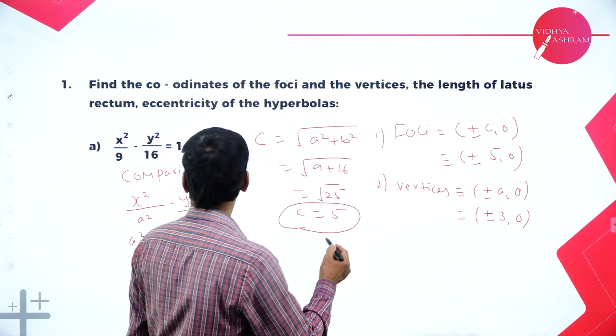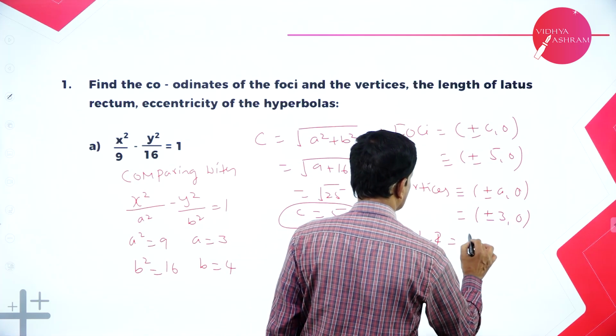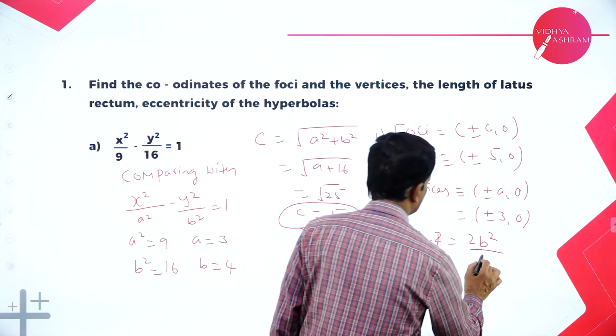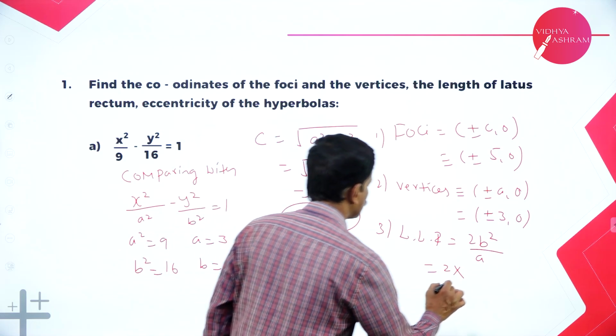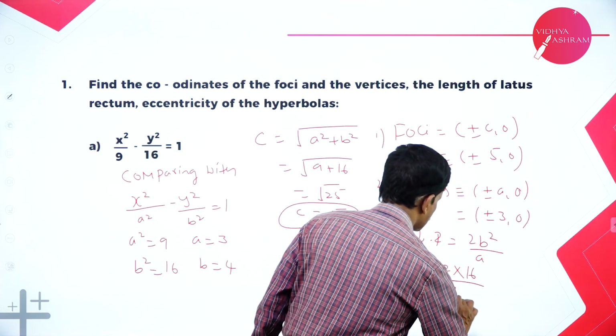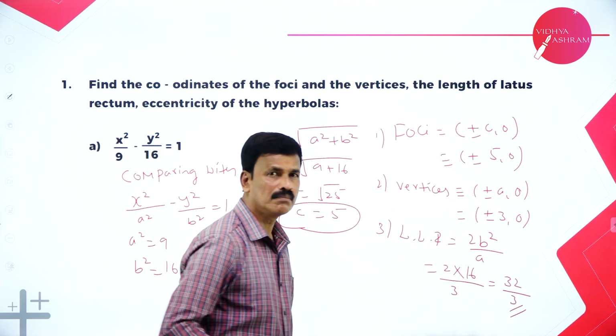Length of latus rectum, LLR. Length of latus rectum is equal to 2b square divided by a. So, that is equal to 2 into, what is b square? b square is 16, divided by a which is 3. So, that is equal to 32 divided by 3 is the length of latus rectum.